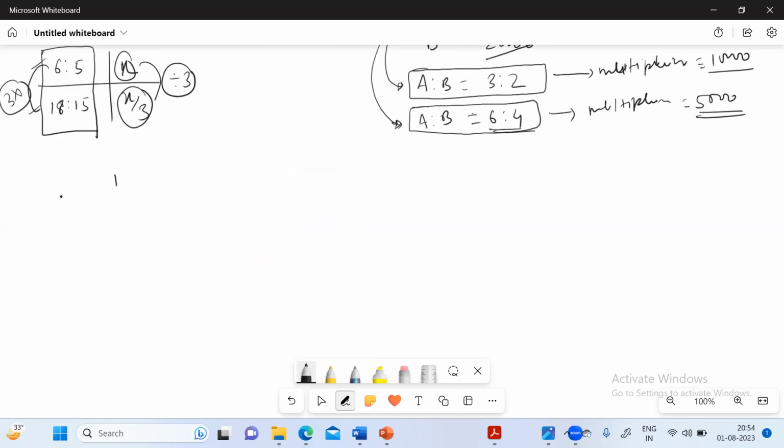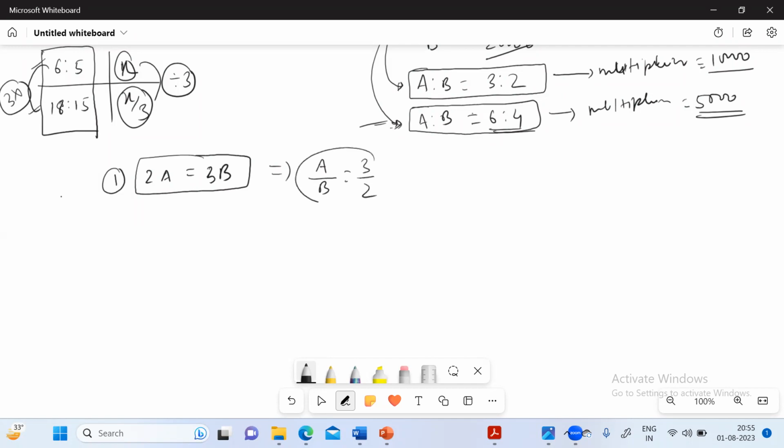Let's say someone says 2a is equal to 3b. So this is also a way to represent ratio. And how do we get the exact ratio, in our notation? We just do it like A is to B: B comes to this side, and the 2 goes to the other side. So this is how we convert this into this, and we can say 3 is to 2 is the ratio.